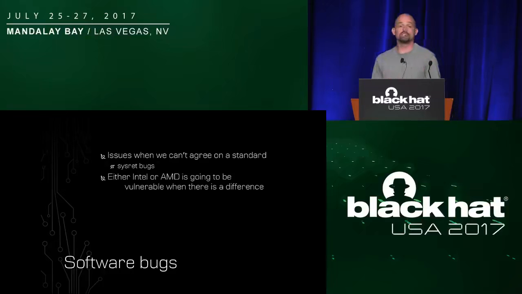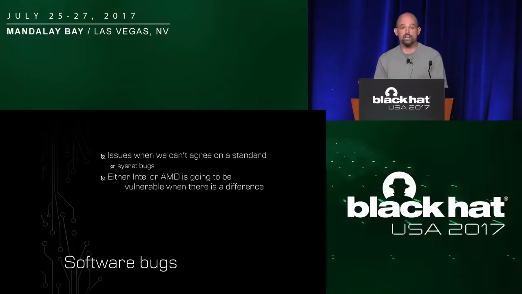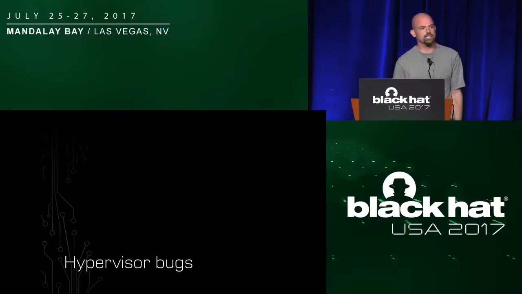So you might think, well, why don't we just update all of our tools to support the correct or the more common Intel behavior? Since Intel's 95% of the market share, let's just go with what Intel does. Well, the problem is either Intel or AMD are going to be vulnerable because of this difference. There's no winning here. And I think it really just shows how impractically complex this architecture is when tools can't just process or parse simple jump instructions correctly. So those are some of the interesting software bugs.